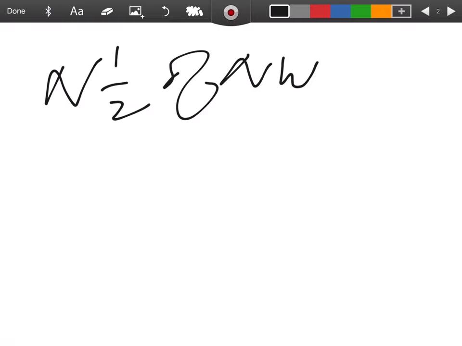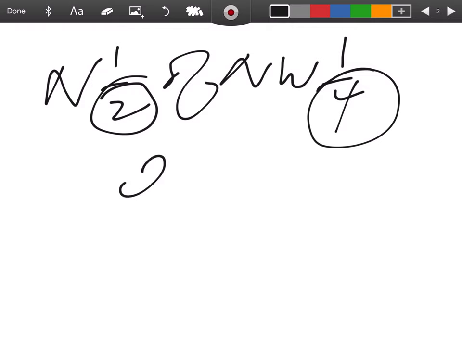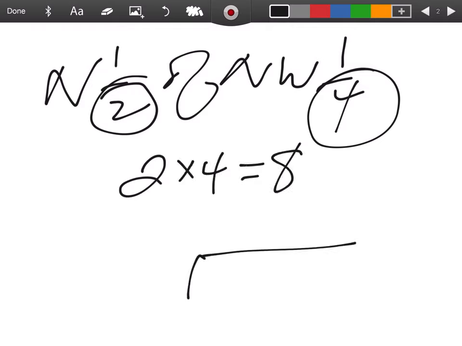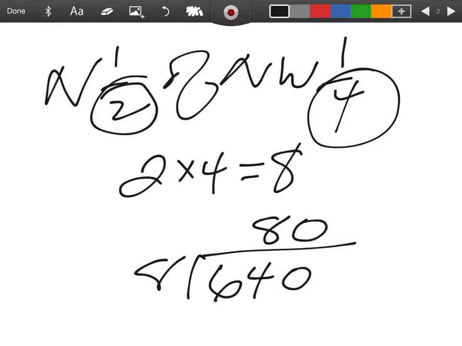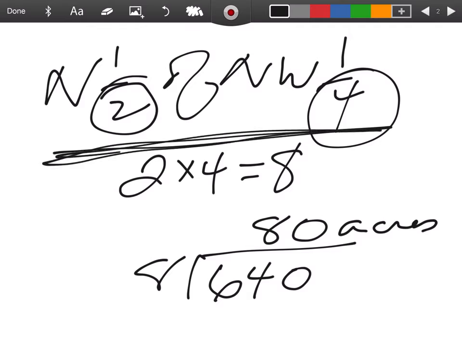All right, so let's try another one. If I was in the north half of the northwest quadrant, all right? So our two denominators, 2 times 4 is 8. There are 640 acres. 8 goes into 640 80 times. There would be 80 acres in this area. And we could do that without having to draw it and take a bunch of time.